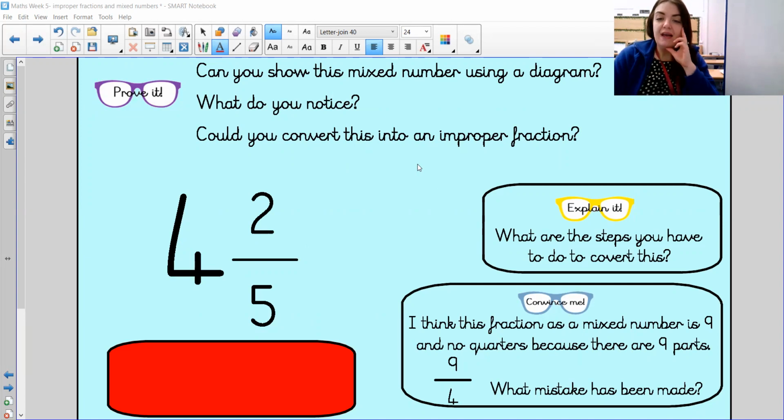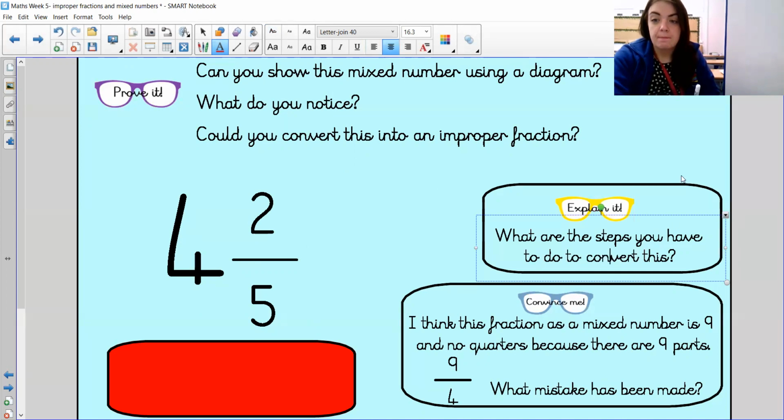So I just want you to have a little go using your knowledge that we've used for the last 2 days to convert from improper fractions to mixed numbers. How do you think we're now going to turn this mixed number back into an improper fraction? So what are the steps to convert this mixed number? If you want to pause it and see if you can think of those steps that you're going to have to do to convert from a mixed number to an improper fraction.